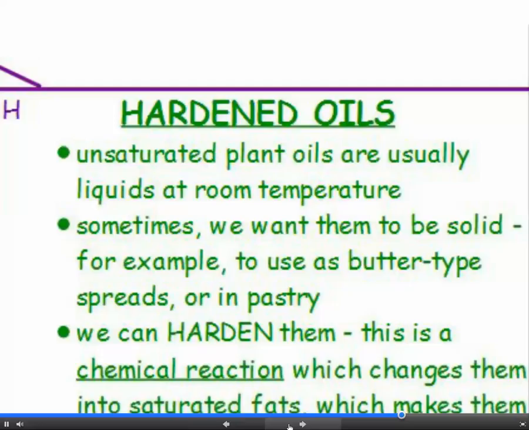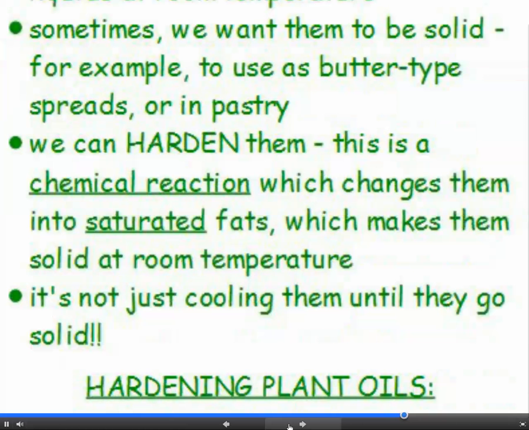Hardened oils. This is for higher tier candidates. Now, unsaturated plant oils are usually liquids at room temperature, but sometimes we want them to be solid, for example to use as butter type spreads or in pastry. So we can harden them. Now, this is a chemical reaction which changes them into saturated fats, so they lose all their double bonds, which makes them solid at room temperature. It's not just cooling them down until they go solid.